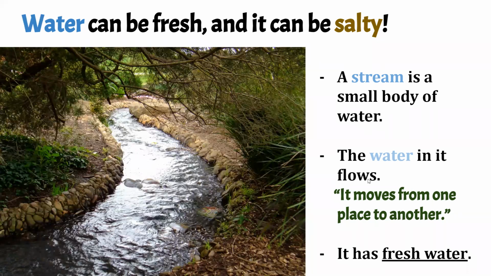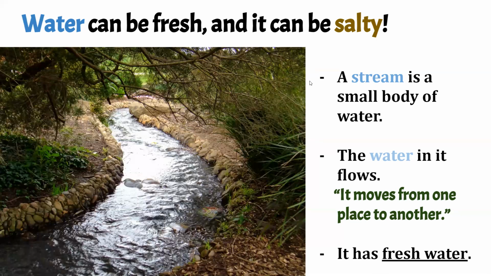And the water in it flows. What do I mean by flows? It means that it moves from one place to another. And it has fresh water. So you can find fresh water in a stream, okay? And by saying fresh water, it means that it's not salty, okay?